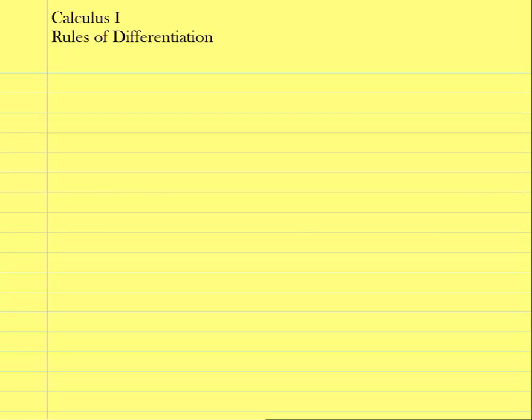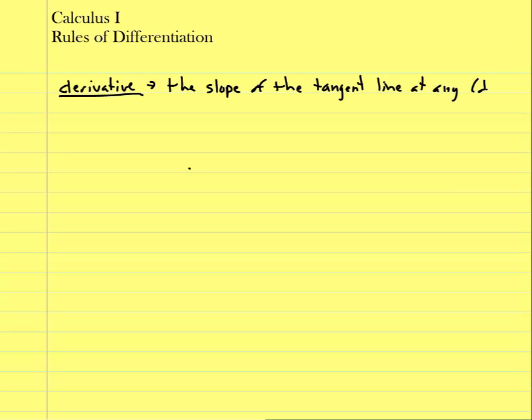In the previous section, we defined a derivative to be the slope of the tangent line at any point along a curve, and of course that point had to be defined. So let's go ahead and review that real quick. It's the slope of a tangent line at any point, and I'm going to just say any defined point along a curve.